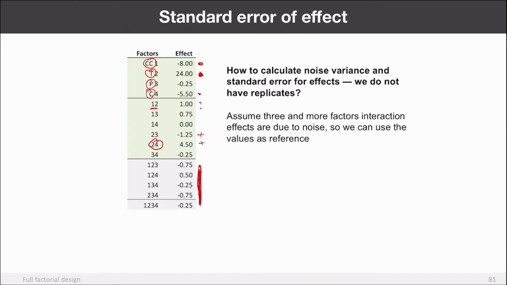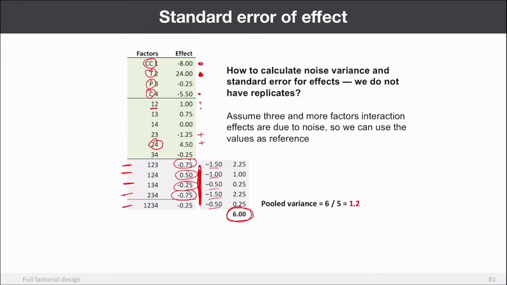Well, the answer is simple. We know that this is noise. So it means that the variation of these values is actually the noise variance, right? So how can we compute the variance of noise? First of all, we double it. So you can see minus 1.5, 1, and so on and so forth. And then we take a sum of squared values for these doubled values. That gives us a sum of squared values of 6. And now we can compute a pooled variance by simply taking an average of this, right? So this is our pooled variance.